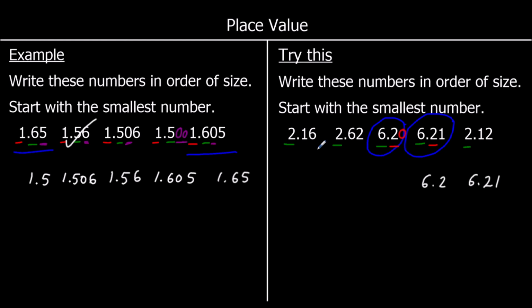Then let's look at our numbers that are 2 now in the ones. So we look at the tenths. We've got a 1, a 6, and a 1. So the number with 6 is bigger than both of the ones with 1. So that's our next biggest, 2.62. And finally, we'll look at the hundredths. So we've got 6 versus 2. The smallest one is going to be 2. So that makes 2.12 the smallest number, and then 2.16.